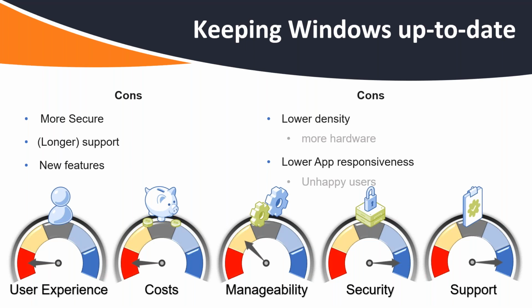So from a user experience, it's a little bit red to amber because you'll get lower density and lower responsiveness. Cost is an obvious one. Manageability, because you have to update all these desktops or VMs. And security and support are good because you are in a support cycle and you are fully secured there.